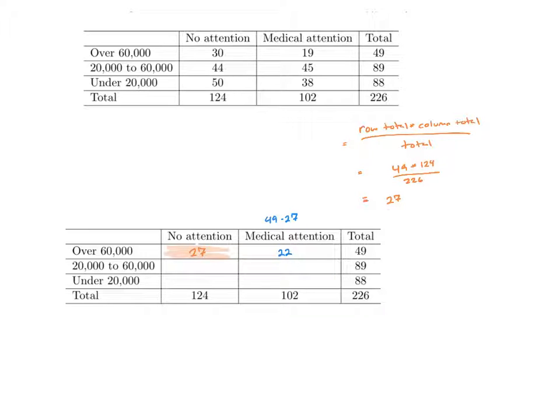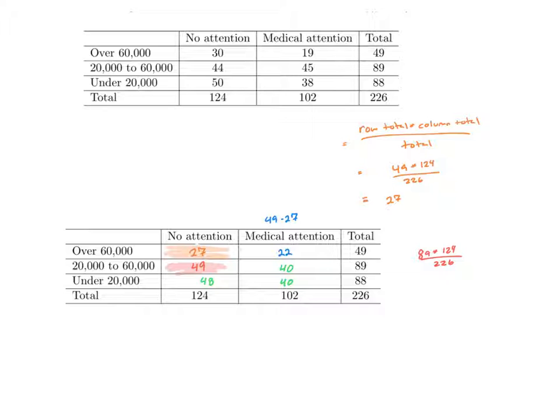Unfortunately, I can't use subtraction to fill in the rest of the table, so I have to go back to my formula. For my formula, let's look at this one next. If I want to find that, I'll take row total, which is 89, multiply by my column total, which is 124, and divide by my overall 226. When I plug all that in and round to the nearest whole number, I'll get 49. Once I've gotten 49 there, I can use subtraction to find 40 here, and use subtraction and addition to fill in the rest of my table as well.